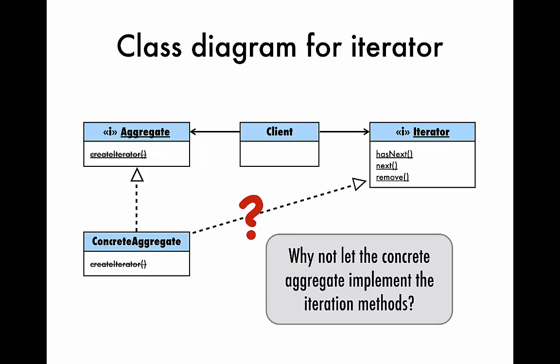Here's a question regarding this pattern. Why do we need a concrete iterator in this pattern? In other words, why not allow the concrete collection to simply implement the methods hasNext, next, and remove? Or maybe we can do it this way. Or maybe doing things this way is preferable. Please pause the video and try to figure out whether this is a good strategy or not. Not only that, but see if you can justify your answer.